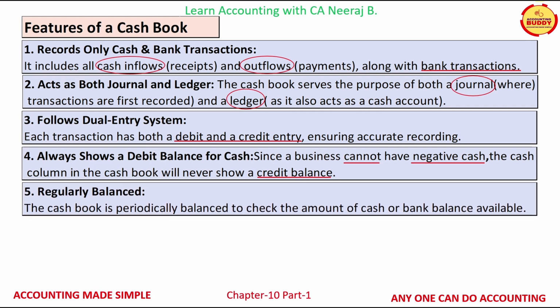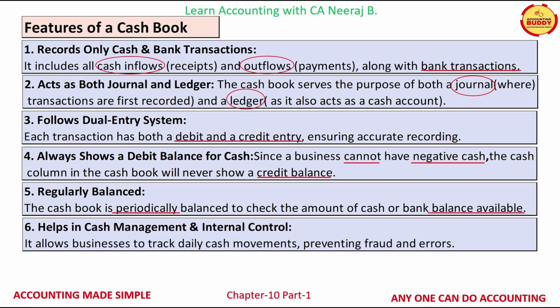Feature number 5 is cash book is regularly balanced. The cash book is periodically balanced to check the amount of cash or bank balance available. Feature number 6 is cash book helps in cash management and internal control. It allows business to track daily cash movements and preventing frauds and errors.